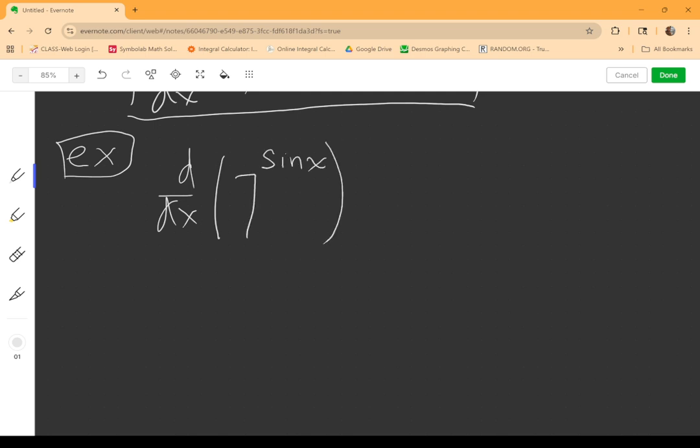So let's look at an example. The example would be to find the derivative with respect to x of 7 to the sine x.